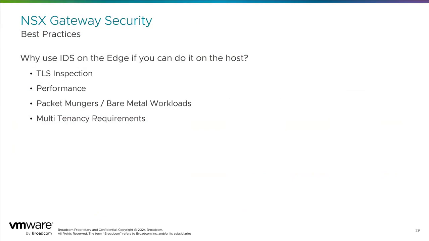As far as best practices are concerned, why would we use the IDS on the edge if we can already do it from a distributed IDPS? Well, TLS inspection for one. Performance. Packet mongers, bare metal workloads, and multi-tenancy. These are perfect use cases to use a gateway appliance versus your distributed firewall.